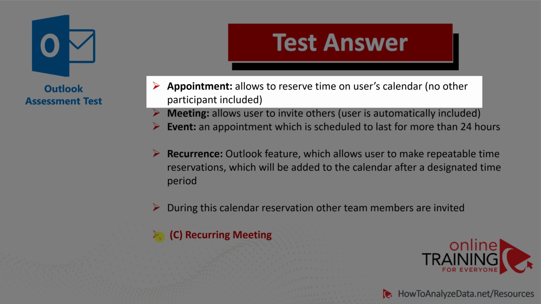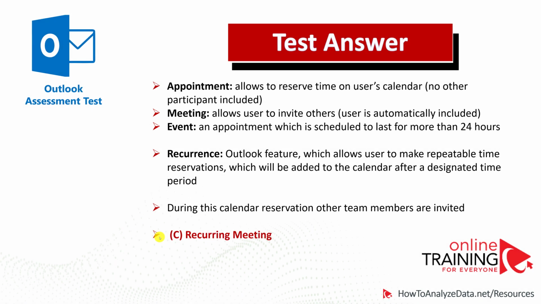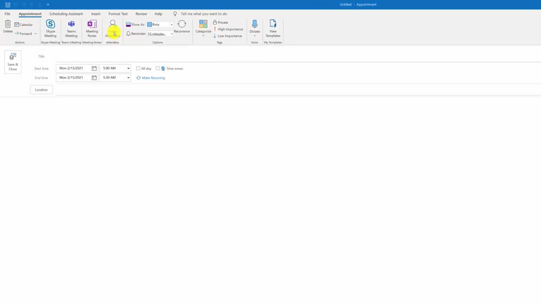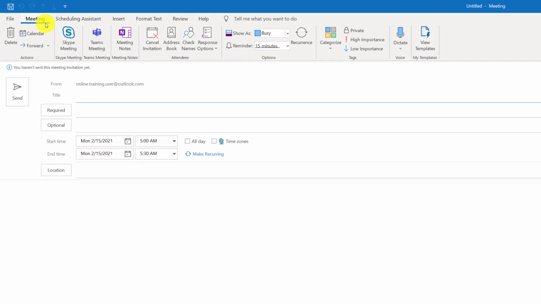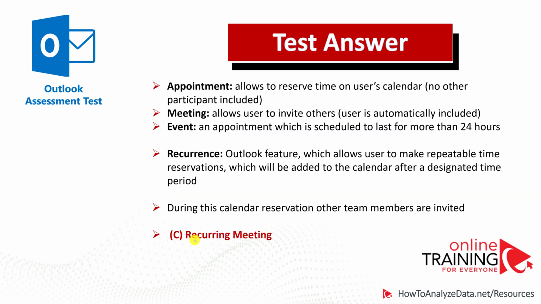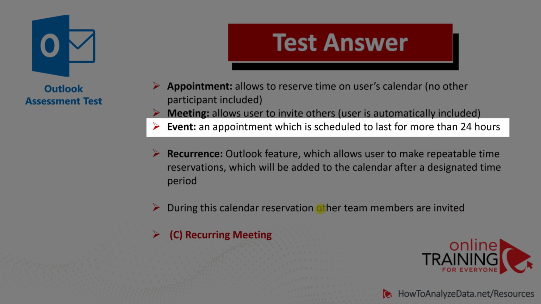The concept of meetings in Outlook allows the user to invite others, where the user is automatically included. To switch from appointment to meeting, you need to click the button Invite Attendees. And you see that the title changed from appointment to meeting. Now you have required and optional fields where you can include participants for the meeting. The third important concept in Outlook is the concept of event, which is an appointment where no other people are invited, and this appointment is scheduled to last for more than 24 hours.